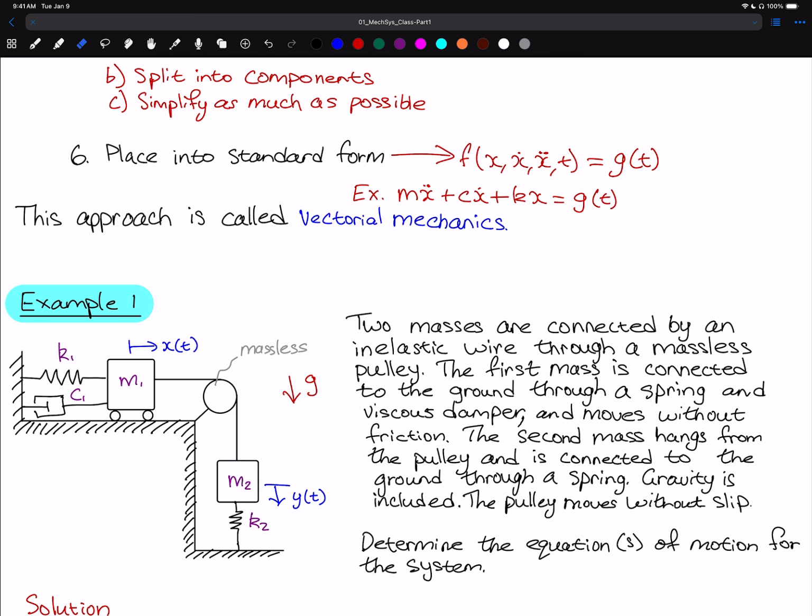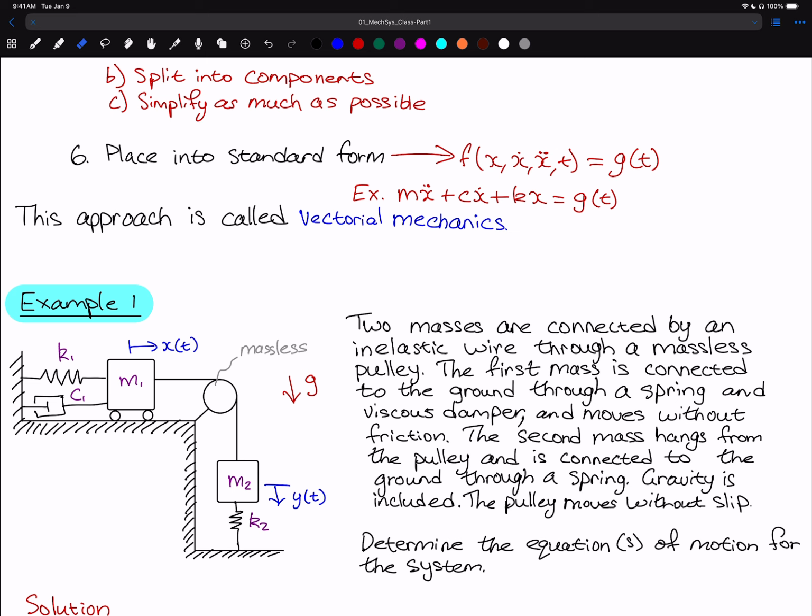The downside of vectorial mechanics is that it requires very intimate knowledge of the forces and how they're acting, and it requires all of this work to decompose forces. You've got to draw free body diagrams for every body, and so there are some downsides to it.